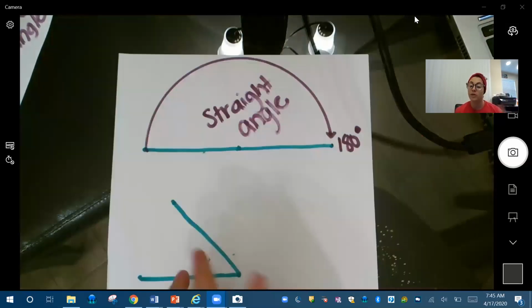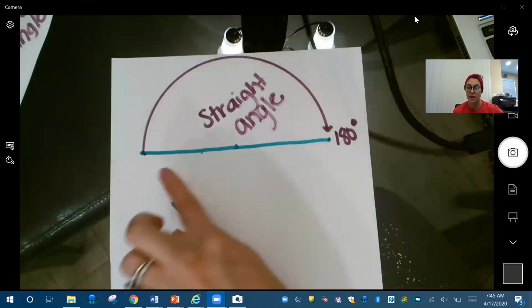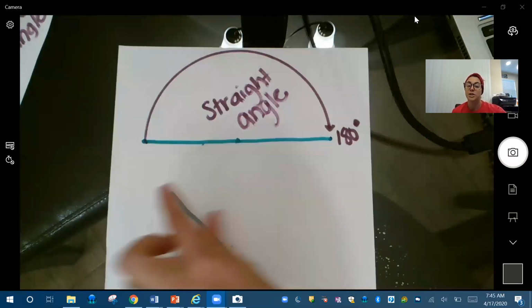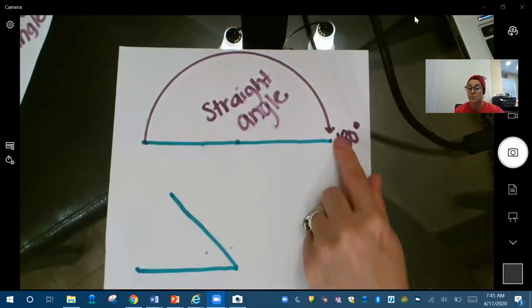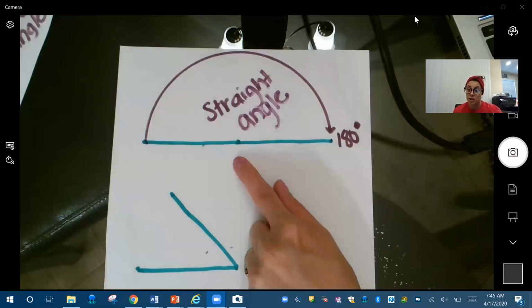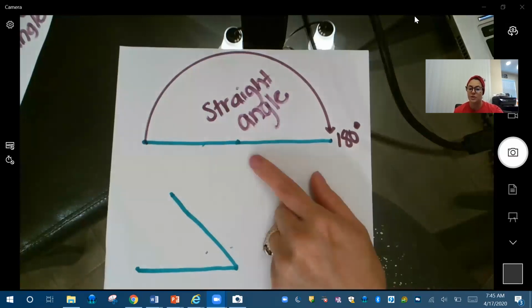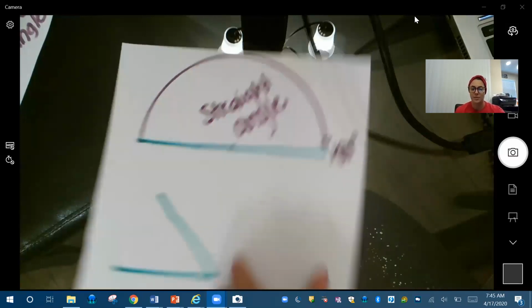Notice you could have read that either way because of the way the angle is opened. I do know it's going to be an obtuse angle because it's bigger. The angle itself is larger than 90 degrees, and I could read it in either direction, giving me that 180.